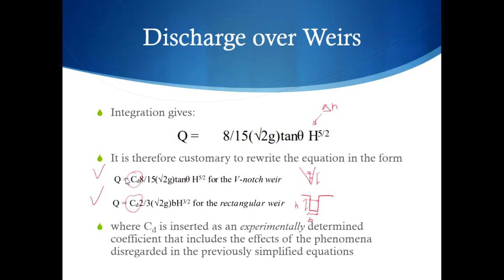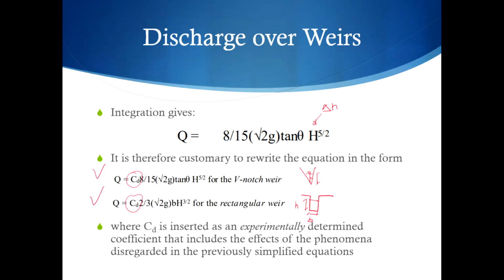So this equation without the CD means that our flow will be ideal. That is to say that, as I said in the last class, we don't have any kind of obstruction, any kind of roughness, or any kind of viscosity in our flow. It will be considered an ideal flow. So this CD represents all the roughness, or all the phenomena disregarded in the previously simplified equations.